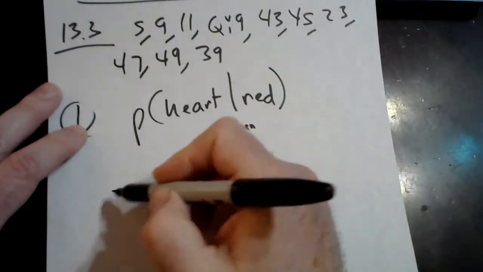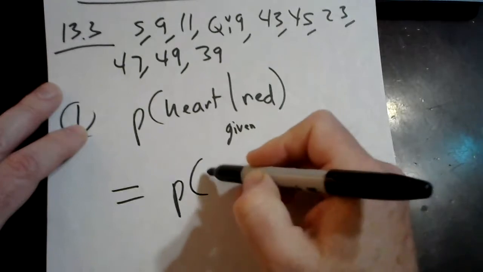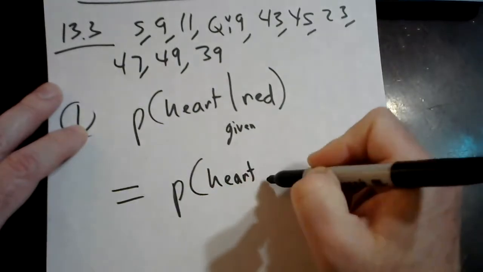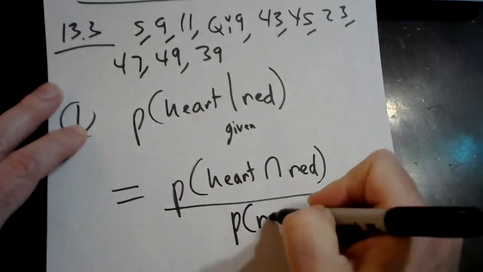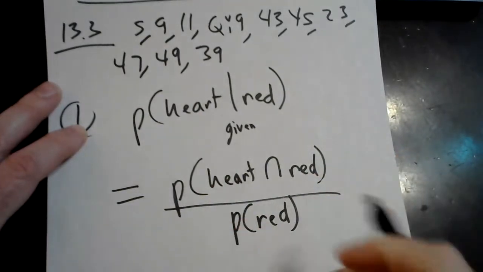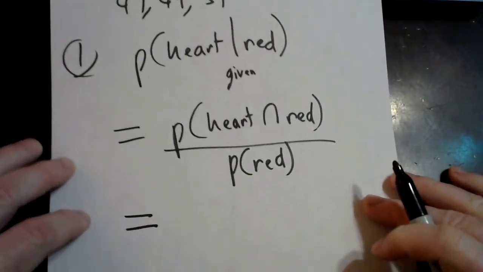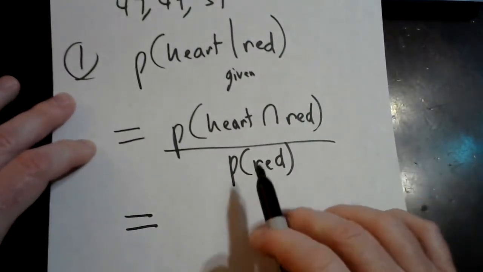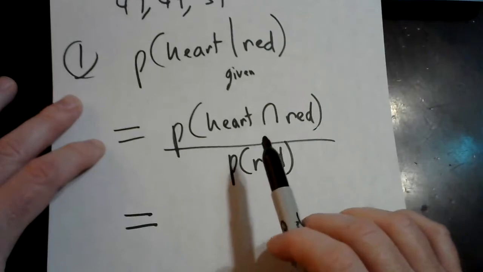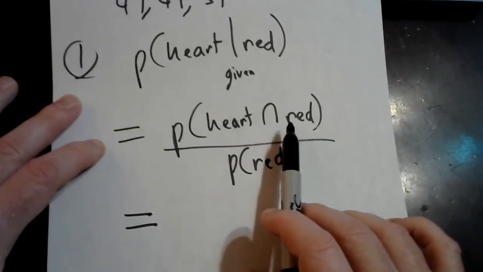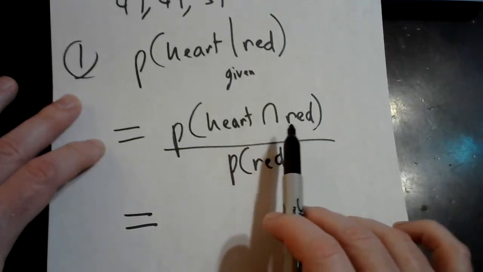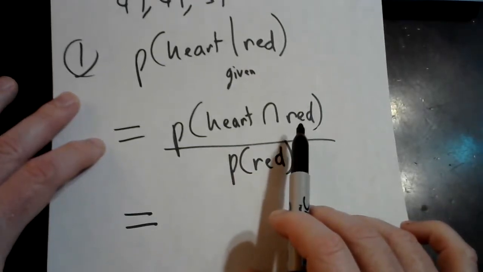And there is a formula for this, which says that this is equal to the probability that it's a heart and red at the same time, divided by the probability that it's red. So there is a formula for that. You should know that formula. So keep in mind that there are 52 cards in the deck. If we want to calculate the probability that it's a heart and red at the same time, just count the number of cards that are hearts and reds at the same time and divide by 52.